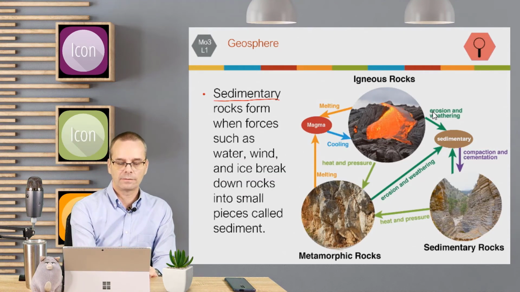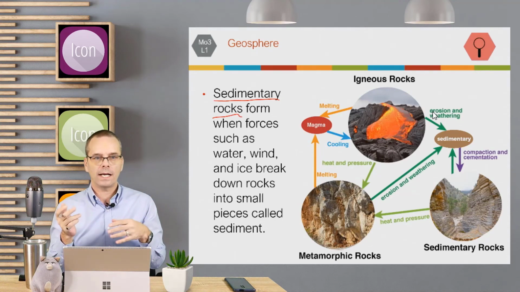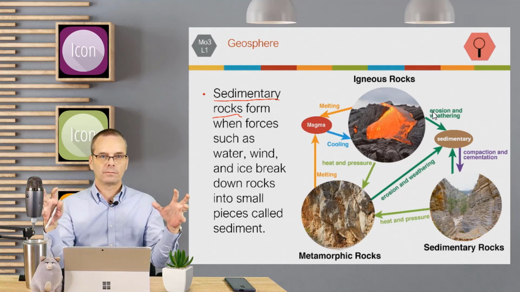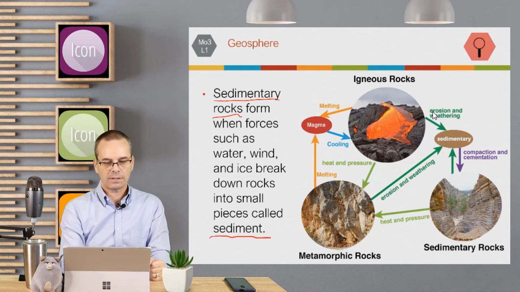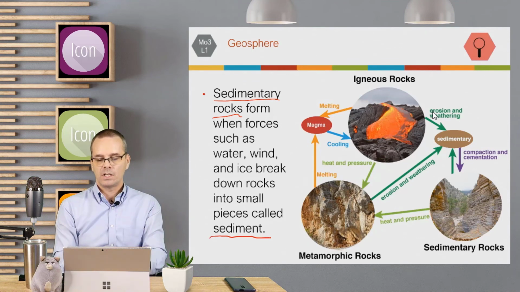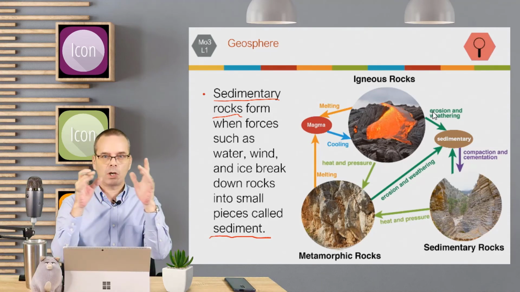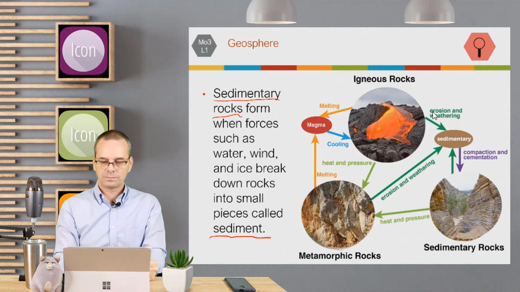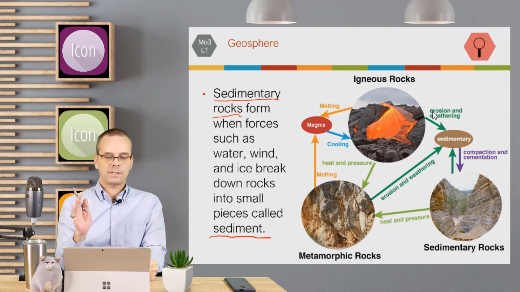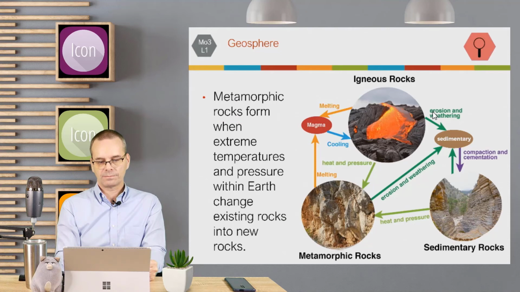Sedimentary rocks form when forces such as water, wind, or ice break apart the rocks. The rocks start to fall apart, and we call that sediment. That's why we say sedimentary rocks. So you have a sedimentary rock, and it can break apart into sediments, and that's how it forms. Usually, a metamorphic rock breaks apart to form sediments, and then the sediments form sedimentary rocks.